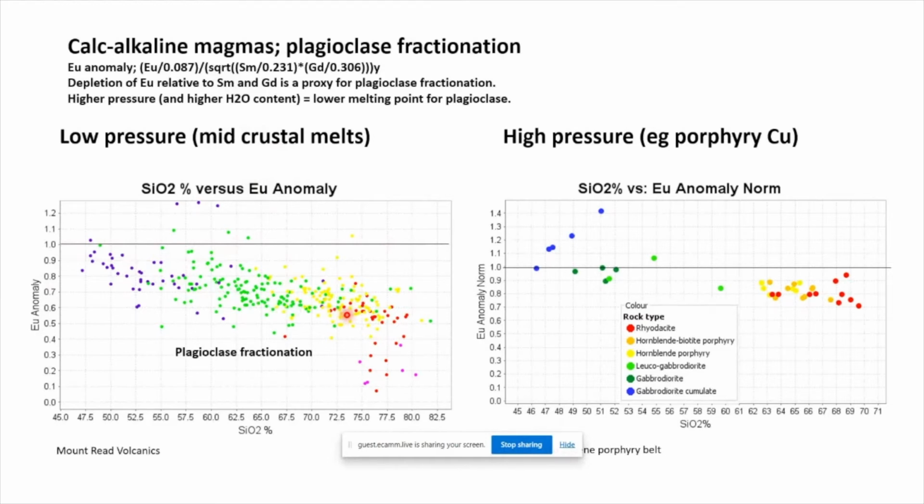I'm comparing two different data sets here. The one on the left, these are rocks from the Mount Reed volcanics, and this is like a type example of mid-crustal melts. So these are the sorts of melt compositions and fractionation processes that we would see at low pressures.